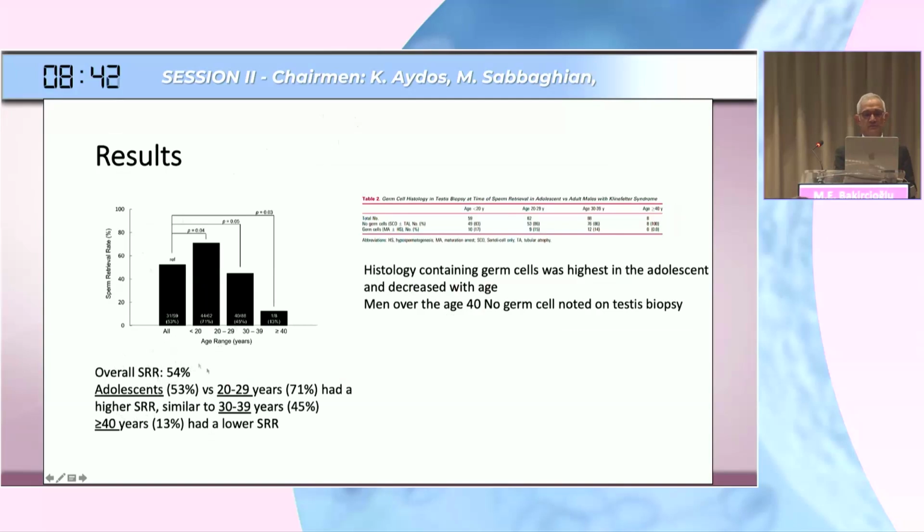And they found that adolescents have a lower success rate compared to 20 to 29 years of age, which has a very high success rate. But when you look at the 30 to 39 years of age, the success rate is similar to adolescents. And after 40 years, there's a very low sperm retrieval rate. And they checked the histology, and germ cells are reduced with aging, and in men over 40, there were no germ cells noted in the biopsy.